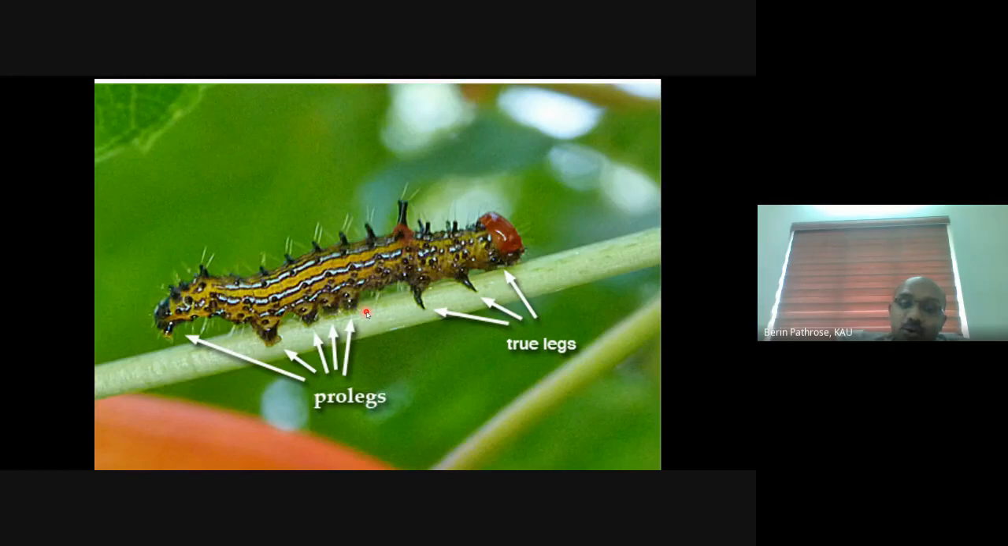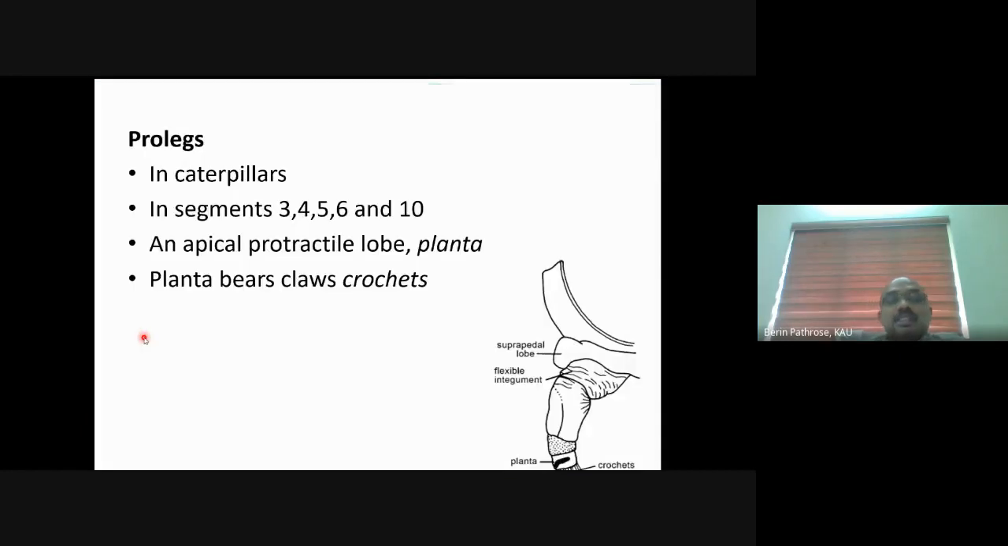And these legs are called prolegs. These legs are present in the third, fourth, fifth, sixth, and 10th abdominal segments. I will repeat, these prolegs or the abdominal appendages of caterpillars are located in the third, fourth, fifth, sixth, and 10th abdominal segment. So this is seen in caterpillars. This is seen in both pregenital as well as the postgenital abdominal segments. That is 3, 4, 5, 6 are pregenital. 10th is postgenital.